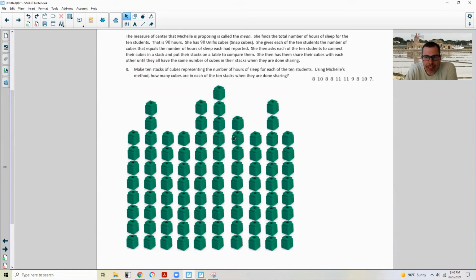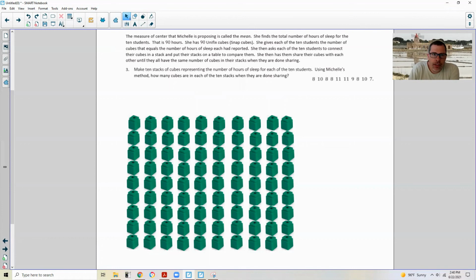So now everybody has at least 8. Take that 11 and start the next row. Now that 8 is 9. This 10 will become 9 when it gives an 8, 1. So there's 9. And if I move this one over to here and move this one over to here and then move this one over to here, we now have 10 stacks of 9 cubes. So how many cubes are in each of the 10 stacks when they are done sharing? And the answer is 9.